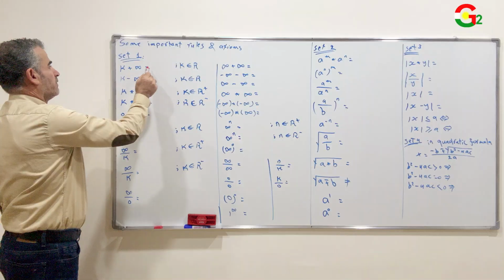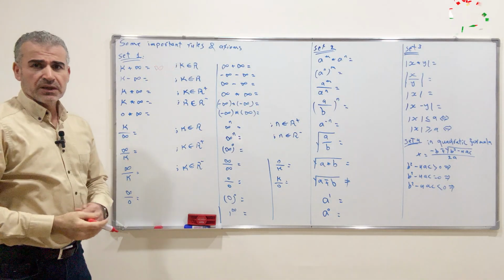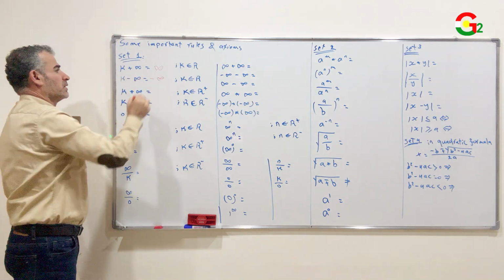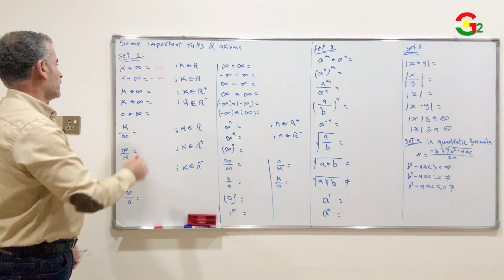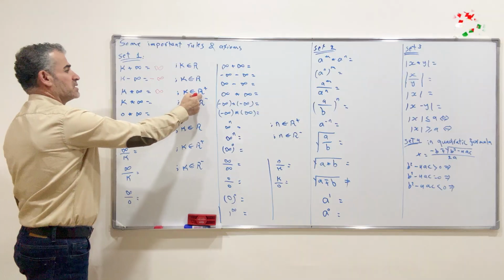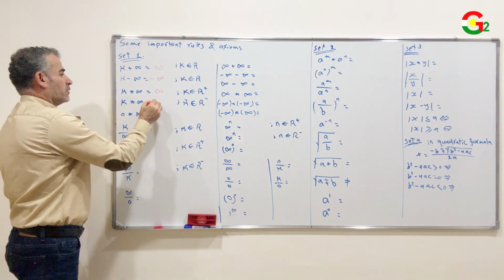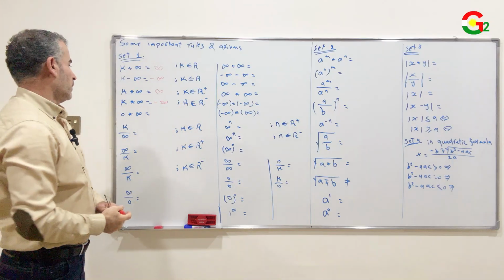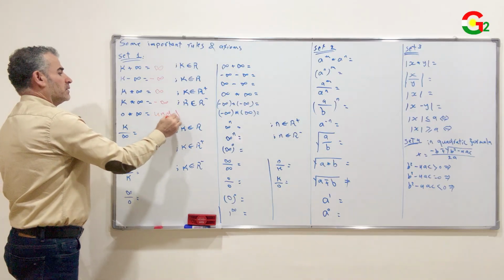K plus infinity equals infinity, where k is any real number. K minus infinity equals negative infinity, where k is any real number. K times infinity equals infinity if k is a positive real number. K times infinity equals negative infinity if k is a negative real number. 0 times infinity is undefined.